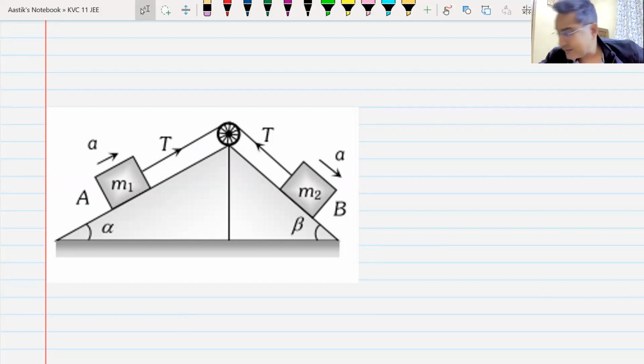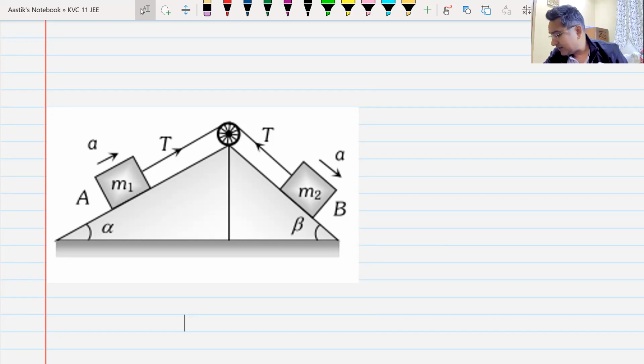Again, here we have two wedges inclined at different angles. One is alpha, one is beta. Two blocks of mass m1 and m2 are put on those wedges. Can you tell me which side the block will go, and depending on what the motion will happen on which side? We have one block m2 on one side, where the angle of inclination is beta. We have one block m1 on the other side, where the angle of inclination is alpha. Which way will the system go and under what condition?